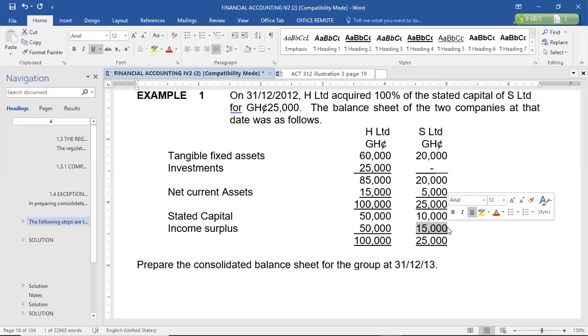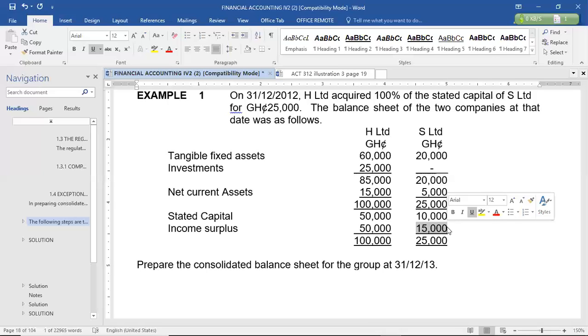Now we are coming to buy the company. How then do we know the value of the business of the company? To know the value of the business, we must know the net assets. The net assets is the fixed assets plus current assets minus current liabilities.